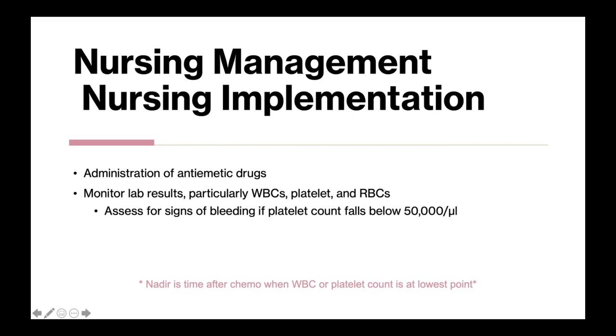And this is important to know. The nadir is the time after chemo when the white blood cell count and platelet count are at their lowest point. For us, it usually happened about 9 days after chemo, when the white cell count was down so low that you're very, very susceptible to infection.